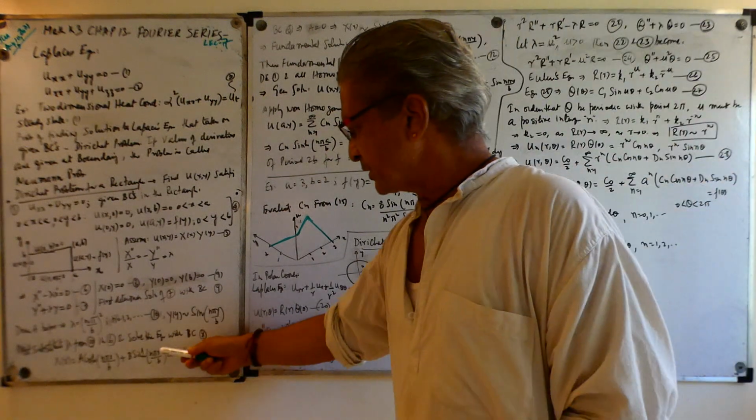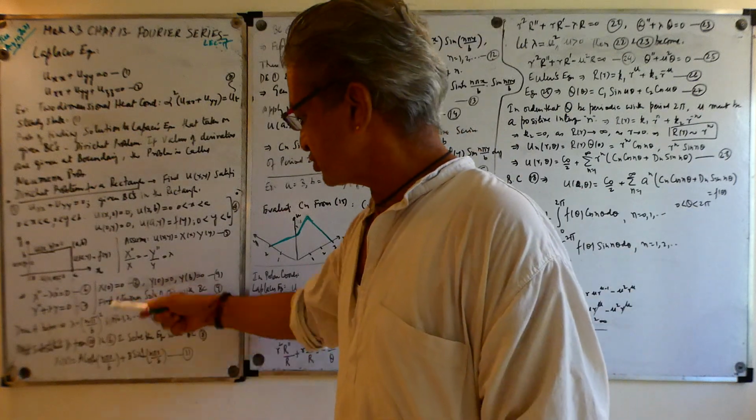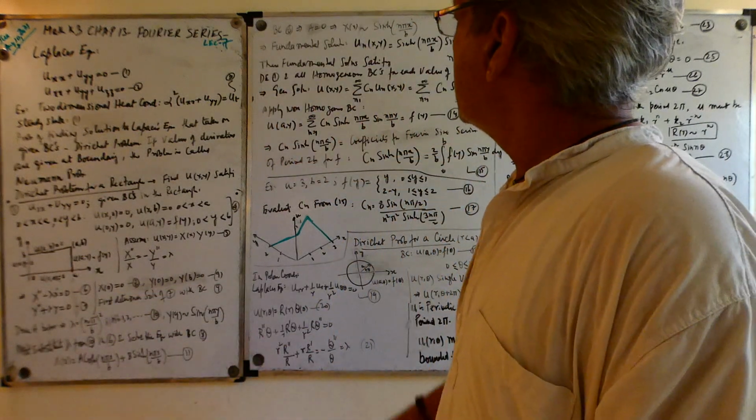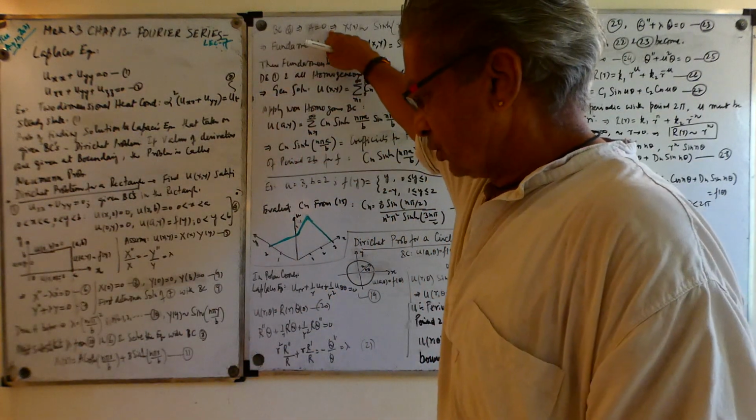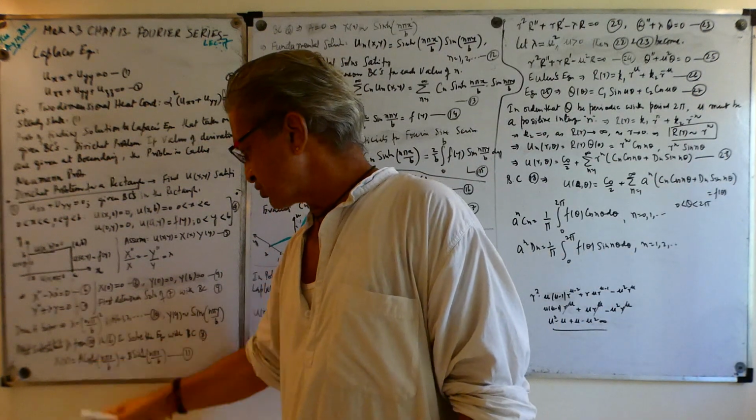Now I'm going to apply to this X the boundary condition number 8, that X equals 0 should be 0. So obviously, to satisfy that condition, this hyperbolic cosine coefficient should be equal to 0.